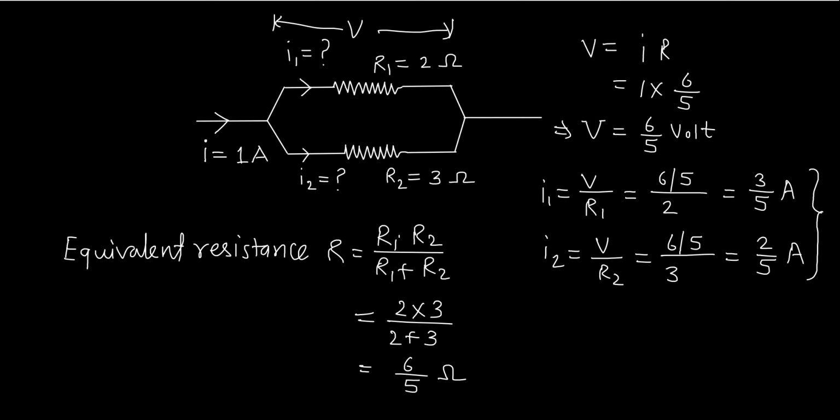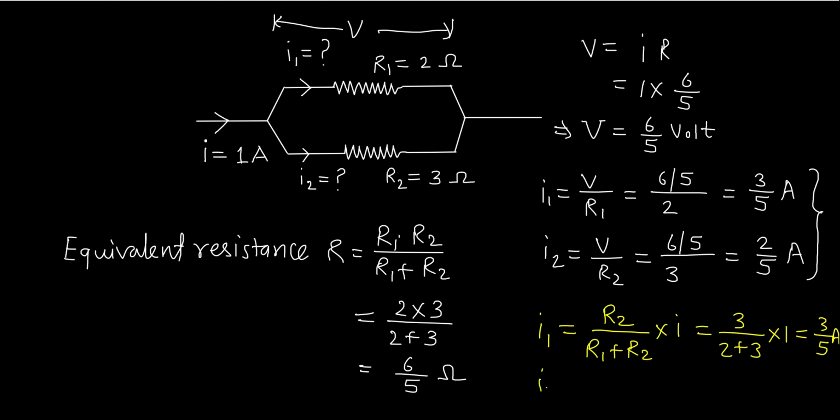But how can we do this problem in a shortcut way? The shortcut way is, if you want to calculate the current in the upper branch, and this is for two resistances in parallel only, you should write the lower branch resistance divided by total resistance into total current I. If you put the values, this will be 3 divided by 2 plus 3 into total current, which was 1 ampere. So it will be 3 by 5 ampere.